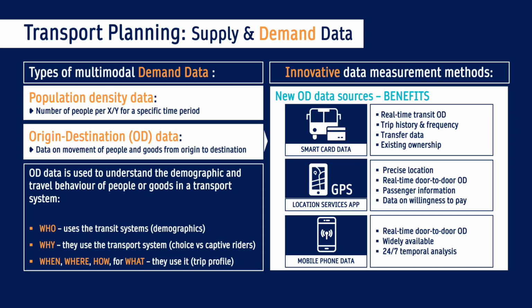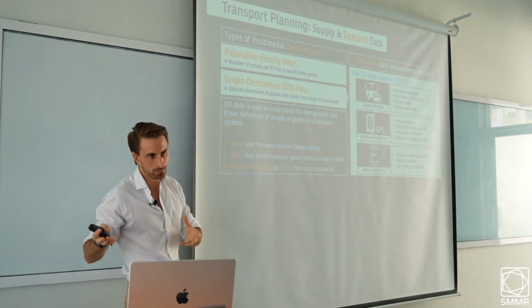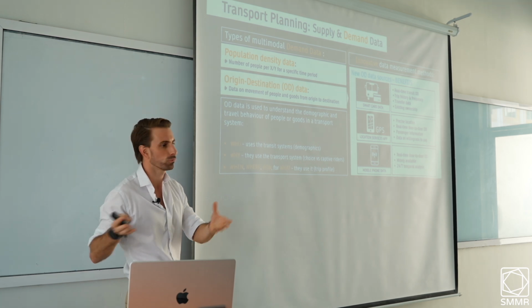We also use location service apps. An example of that would be Grab or PassApp. And Grab and PassApp, they know your origin, and they know your destination. They know a lot about you. If we can get access to this data from Grab or PassApp, it's very valuable for planning. Sometimes these companies share the data, sometimes they don't.